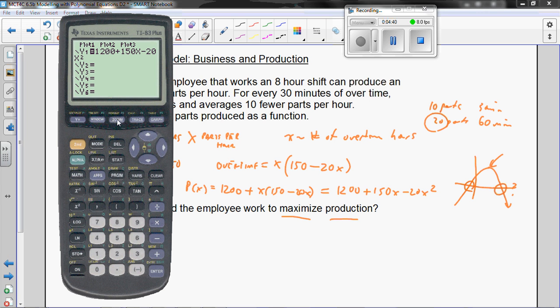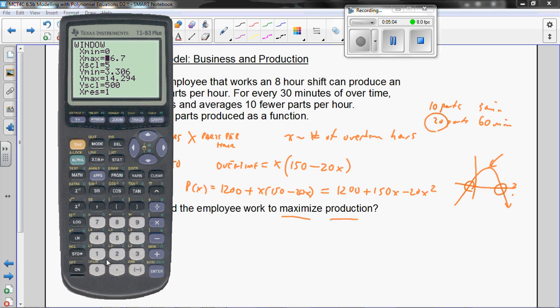And what would be decent window settings, right? I don't have any data, so I can't just press Zoom 9 to get the calculator to pick the window. So what would be decent window settings? And these are the window settings from before, so this is no good. How many hours of overtime? Well, I guess we could work 0 hours of overtime. In that case, that would be just a normal 8-hour shift. But what would be a maximum in a day?